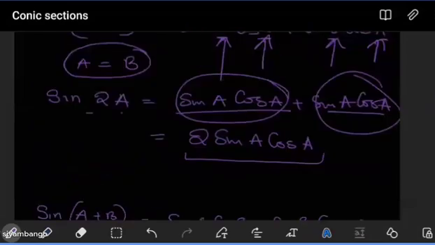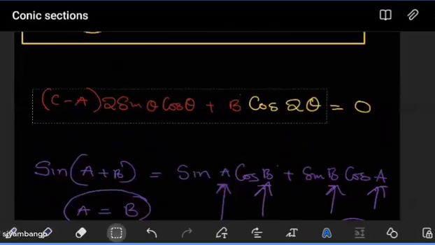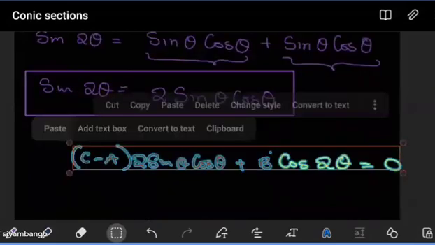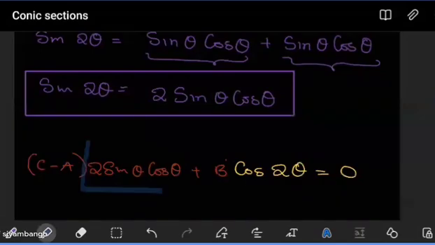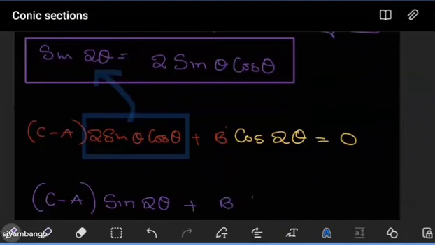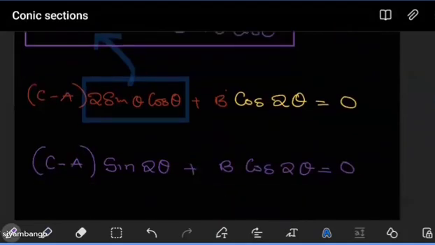So when it comes to our expression here, we have just seen one thing. This term here is actually the same as just sine 2 theta. So in place of that, you can just have sine 2 theta. So in place of this, we'll have sine 2 theta, then plus this will be b, this will be cos 2 theta. That is equal to 0. You see that?